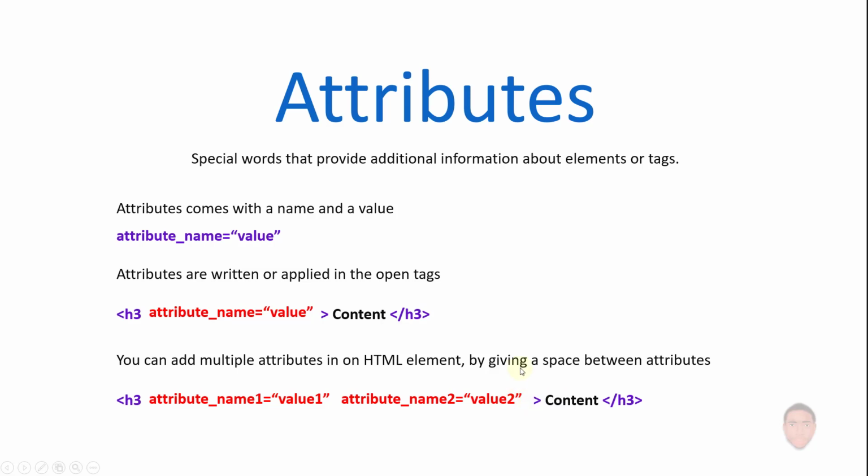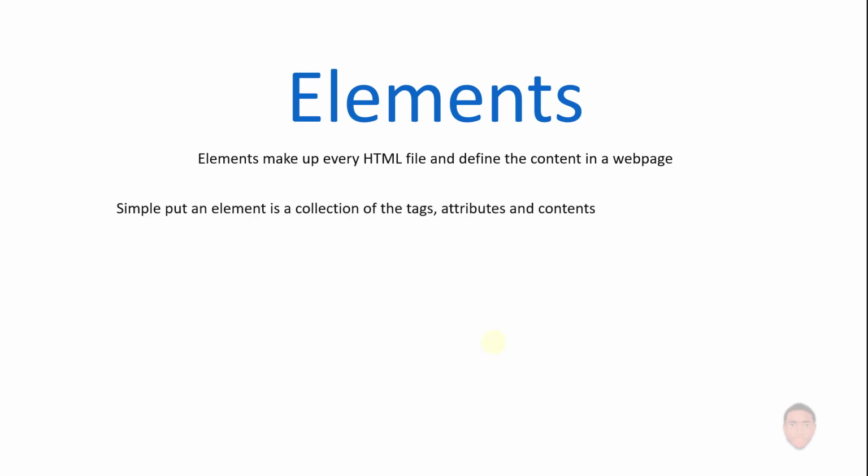So let's then look at what elements are. Elements are what makes up every HTML file. Now you might not know it, but you have been creating elements. Elements are simply a collection of the tags, the attributes, and the contents. For example, this is an element where you have your tag, your attribute, and then you have your content.